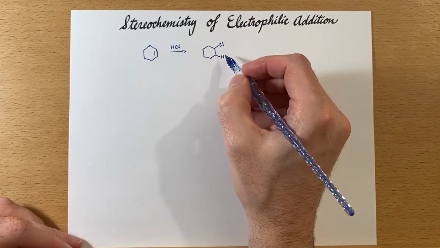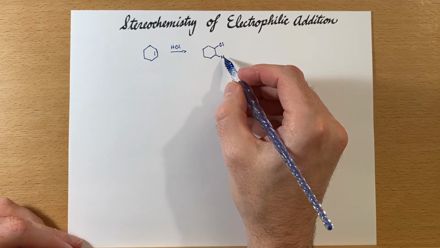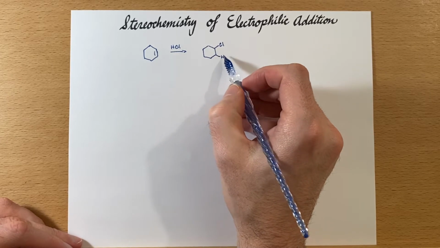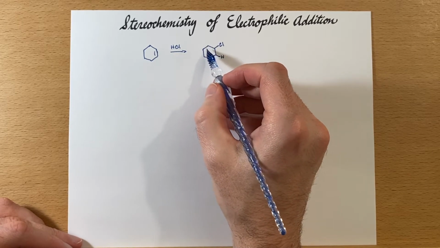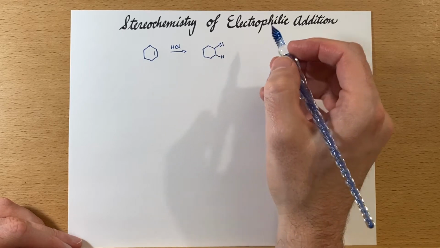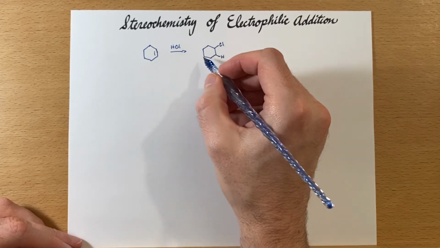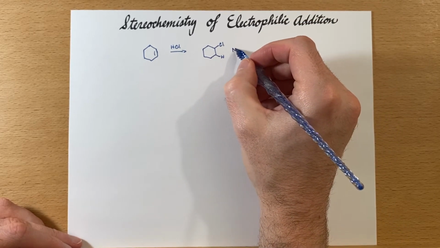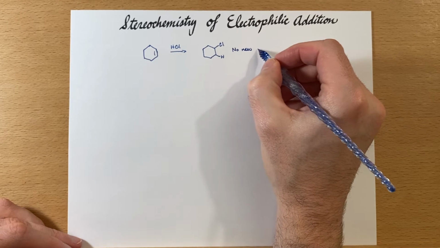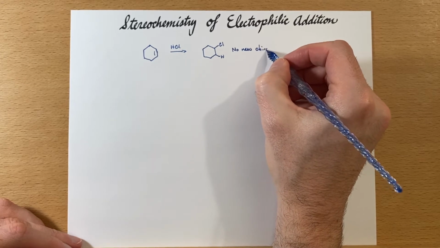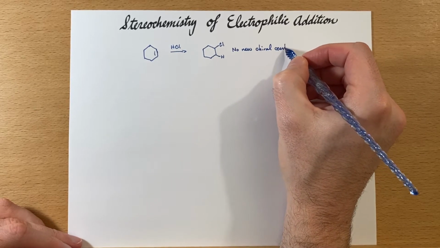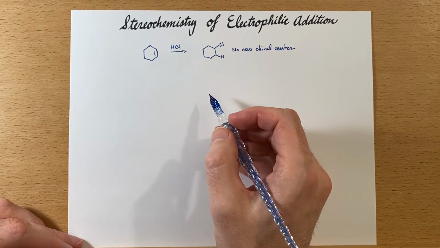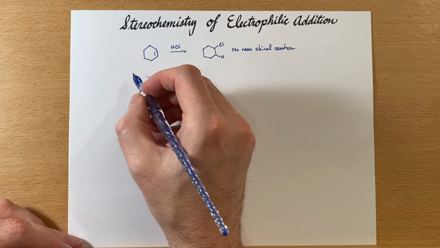Now, in this case, I know I'm drawing the hydrogen that we made, but this carbon right here is now the same as the one up there and all the way around the ring. So in this particular case, there's no new chiral center. Let's look at one where the stereochemistry actually comes into play now.